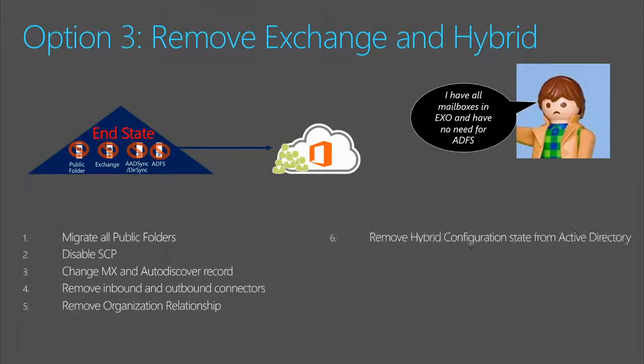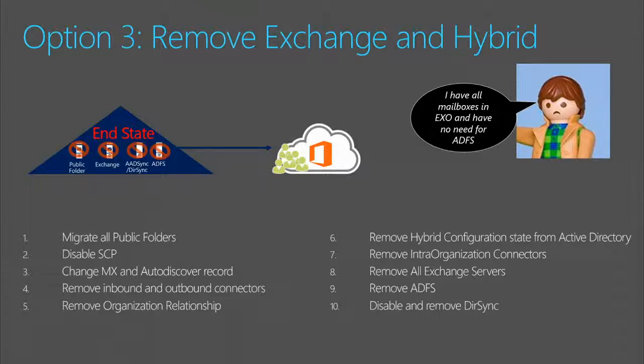The other one, if you remove Exchange and hybrid, the big difference is you would be removing DirSync. You would be deactivating DirSync, directory synchronization, at some point. So you'd remove all of your Exchange servers and deactivate directory synchronization if you were doing a complete, I'm done with on-prem, I don't need password sync, I don't need ADFS. How many people think they would ever be in that state where they don't need password sync or ADFS?